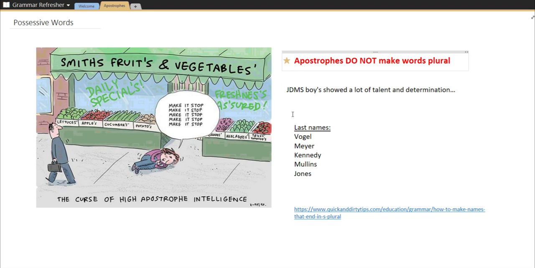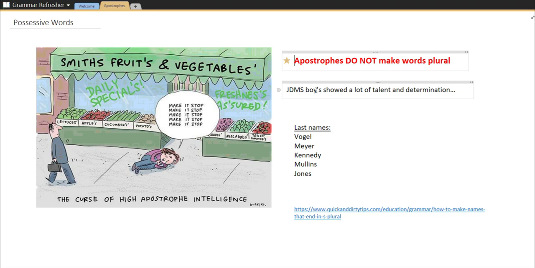And I want to show you an example that I saw on Facebook the other day from a school principal who shall remain anonymous. It was about a team and their recent game. I've changed the name of the school here to John Doe Middle School. The text in the Facebook post said, John Doe Middle School boys apostrophe s showed a lot of talent, determination, etc., etc.